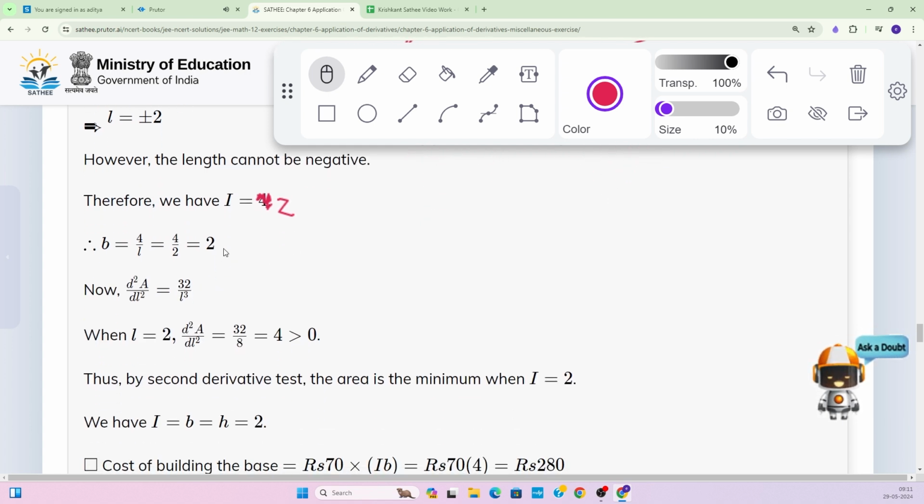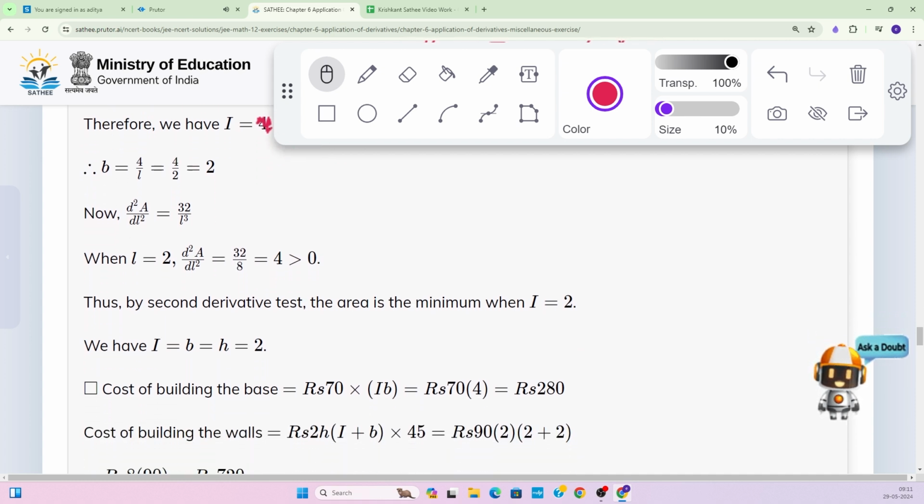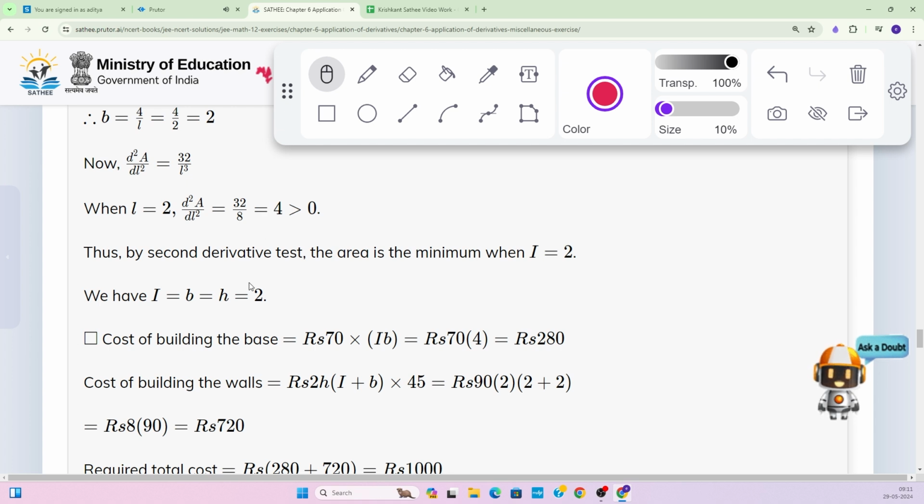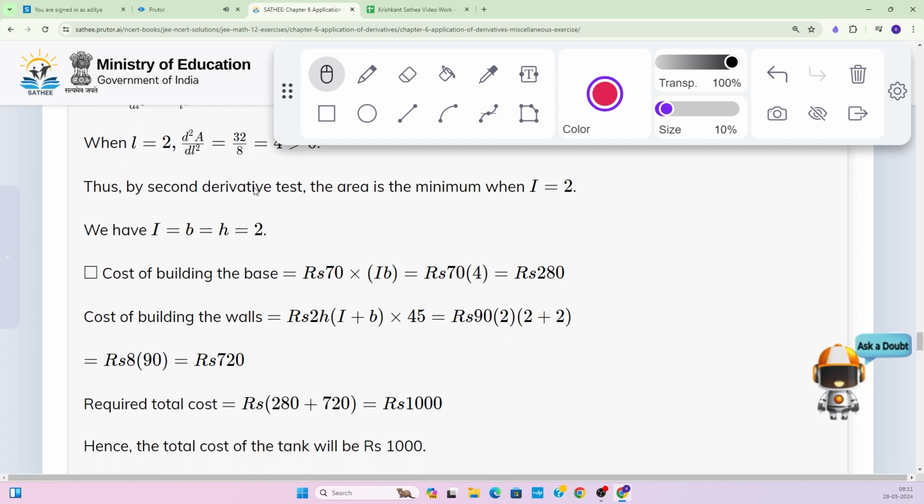Now putting the value L equal to 2, you will have a positive double derivative. Positive means minimum. So your minimum will occur when the length is 2. Okay, and height is already 2 and breadth is also 2.